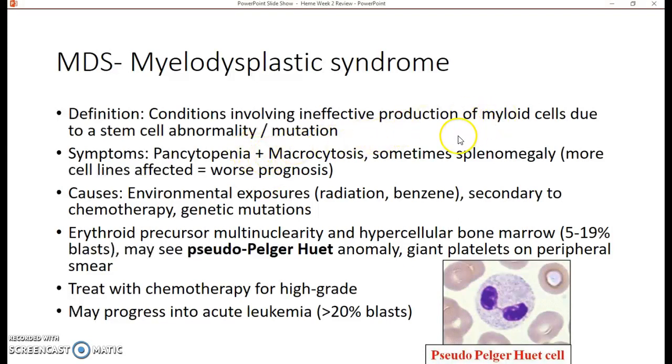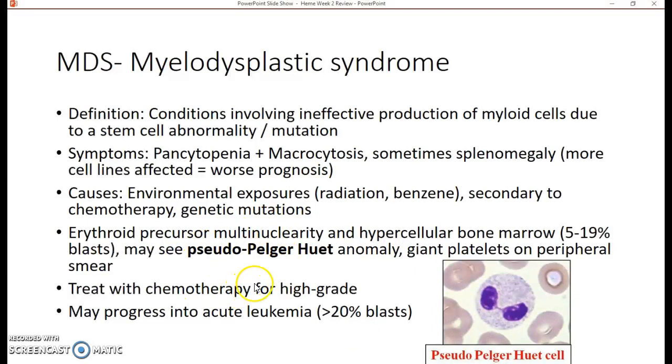All right, MDS. That's basically any sort of ineffective production of myeloid cells. You can get pancytopenia, you get macrocytosis. Remember, immature red cells are larger. You can get splenomegaly as well. One of the things you can see in MDS is the pseudo-Pelger-Huet. Remember, Pelger-Huet is this bilobed neutrophil with a thin bridge in between. You can see that as a congenital thing. Pseudo-Pelger-Huet means it's from MDS. Giant platelets you can also see on the peripheral smear, due to the bone marrow affecting maturation.